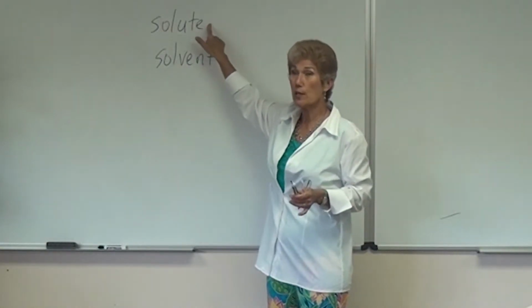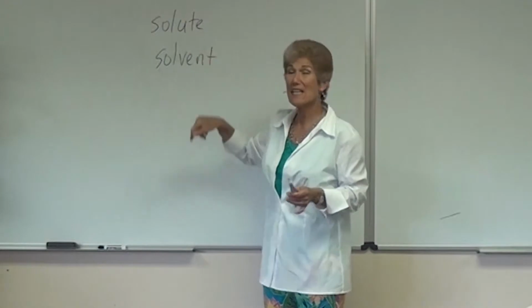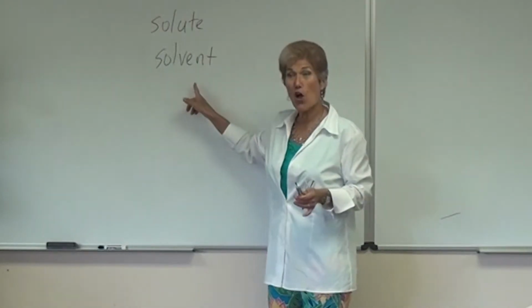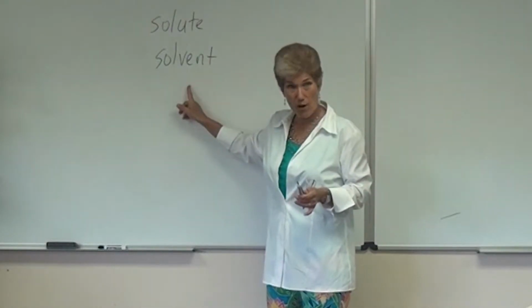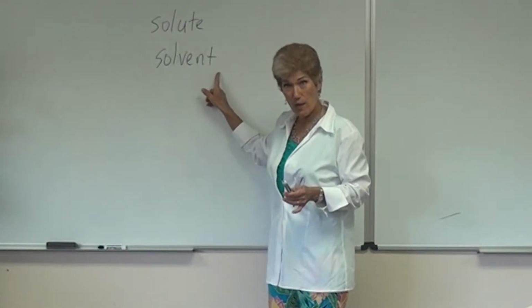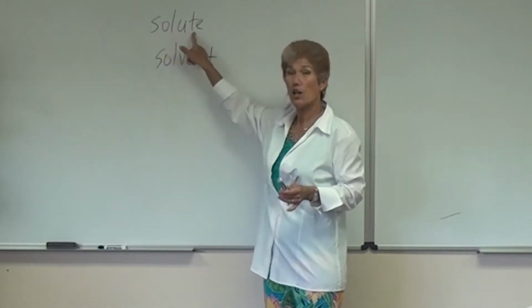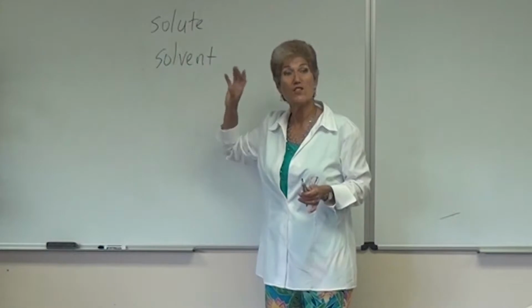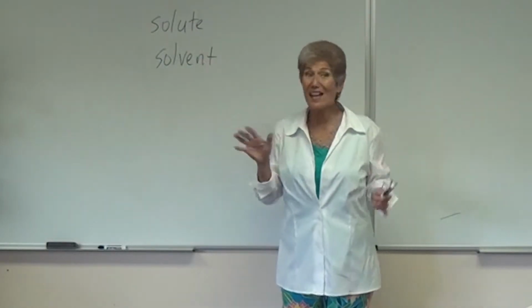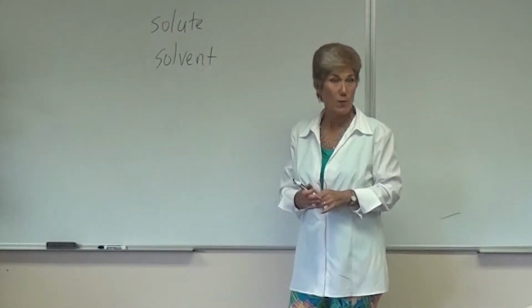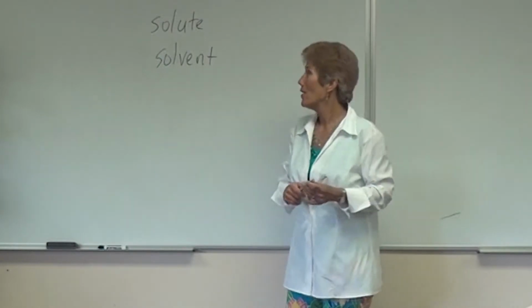So if you're putting sugar in tea, which one's the tea? Solvent, right? Because there's more of it. It's a longer word. Which one is the sugar? Solute. It's being dissolved. It's the shorter word. There's less of it. That's how I remember it. You guys remember it any way you'd like, okay? But that's how I remember it.